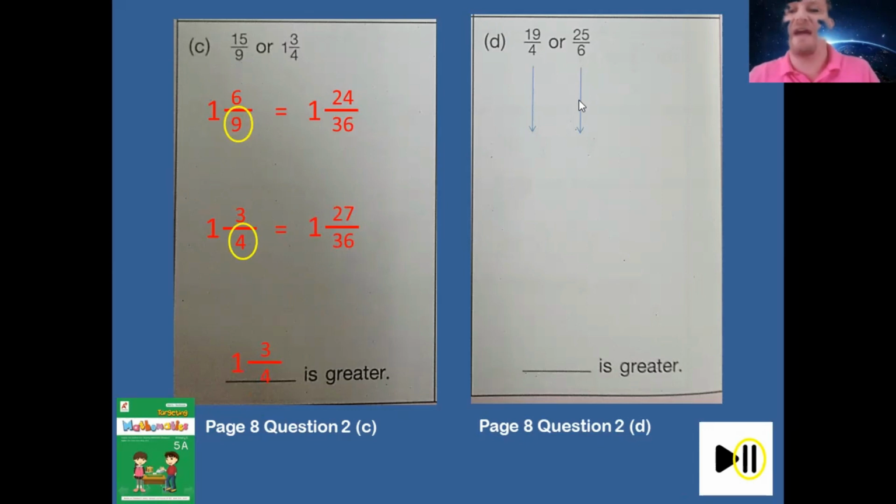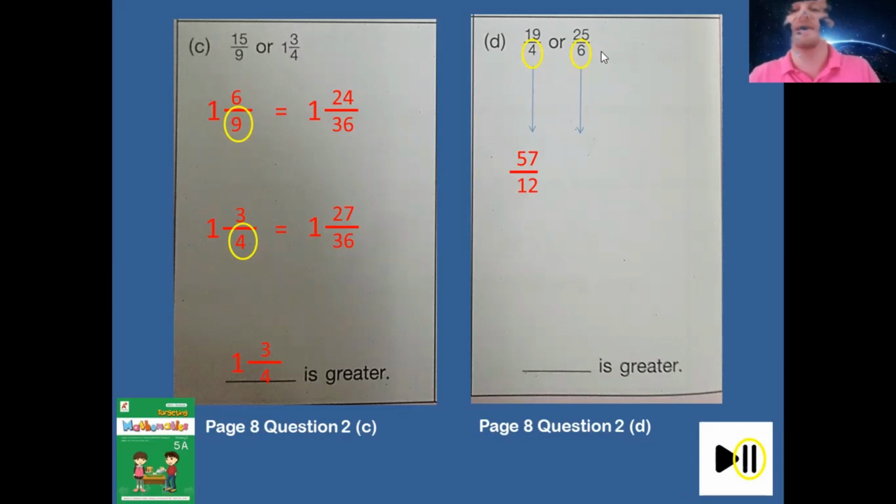D, I have 2 arrows already, so that would indicate change both improper fractions, maybe or maybe not. Let's see what we did. We have 4 and 6 as the denominators. Okay, so what we did, we found 12 as our common multiple. So for 19 over 4, we did 4 times 3 gives us 12. 19 times 3 gives us 57.